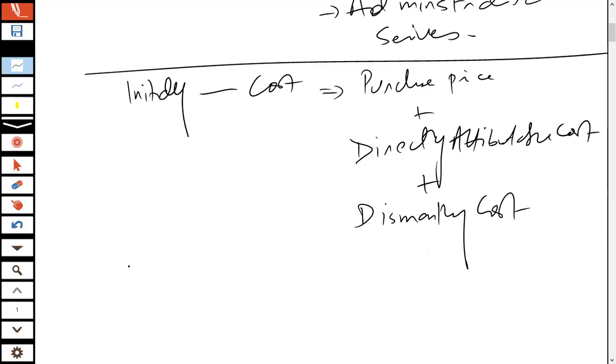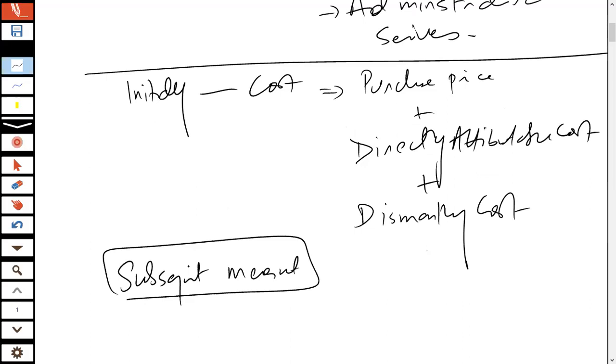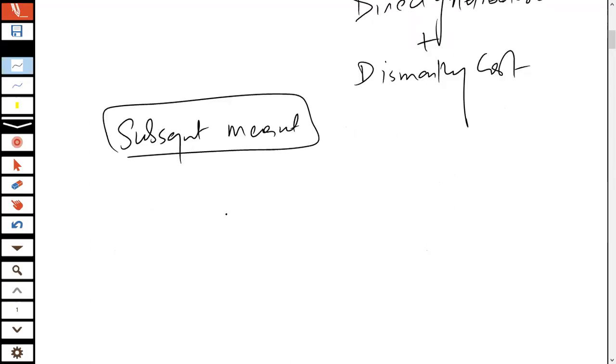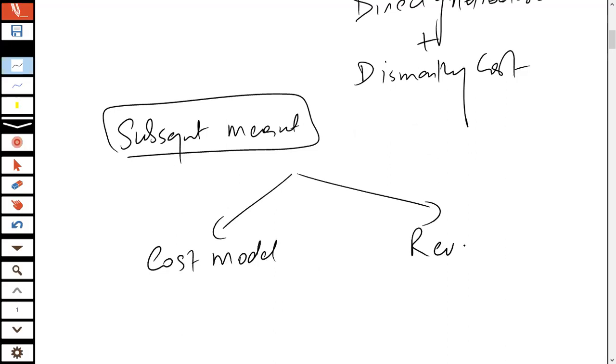When we move a bit forward, we can talk about the subsequent measurement of the property, plant and equipment. With respect to the subsequent measurement, you have got a choice that you can measure the property, plant and equipment under the cost model, or you can measure them under the revaluation model. There is something that you have to keep in mind.